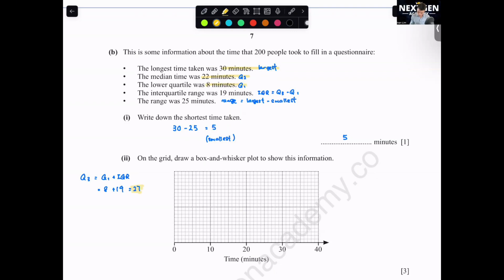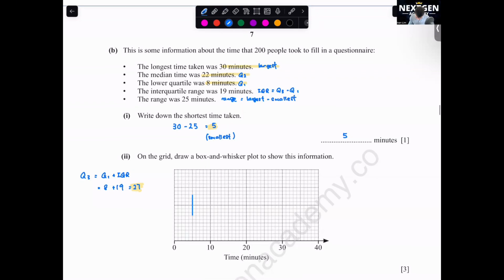We don't want these two. Then the smallest one, the minimum value, is 5. This is 5 here. Normally this one we put a bit shorter. 5, then the second value will be 8 for your Q1. Put down here first: 5, 8, 22. Q3, where's Q3? 27. And then the largest value, which is 30.